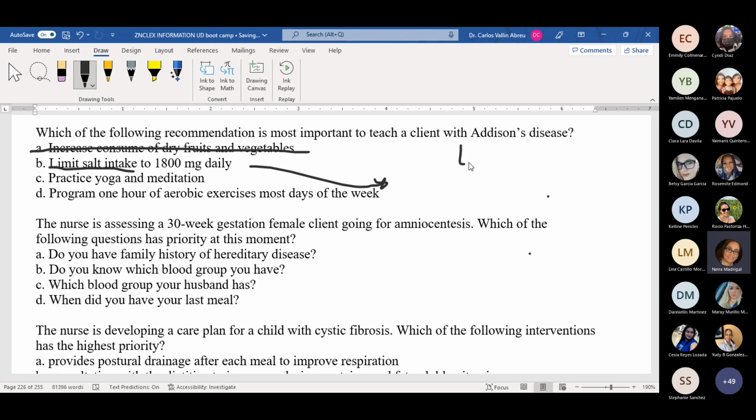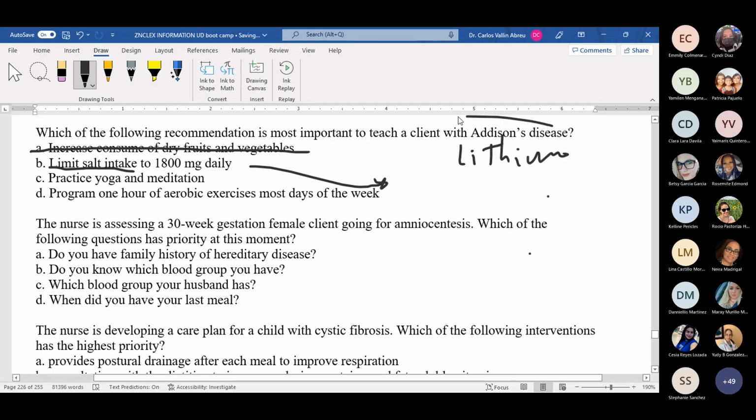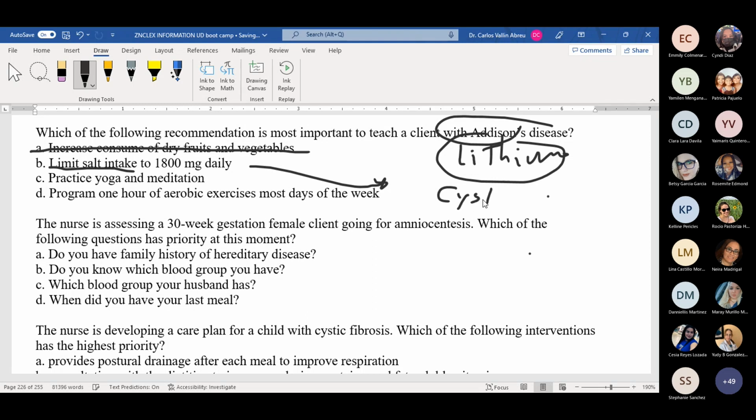Lithium medication. Lithium intake. Okay, so don't forget that. So Addison and lithium: it is not good to reduce the intake of sodium. I want to add another one that maybe you don't remember: cystic fibrosis. In cystic fibrosis, we have a condition in which salts are lost, because they have a hyperfixation of chloride in the sweat and other exocrine glands.